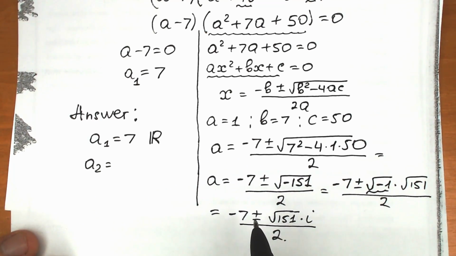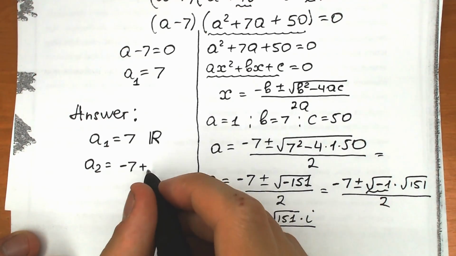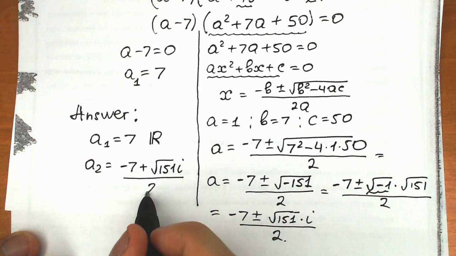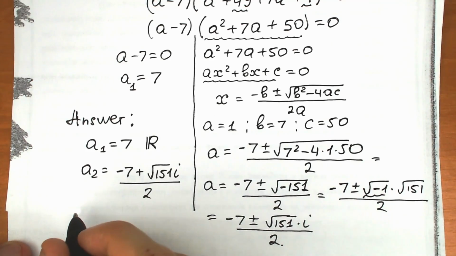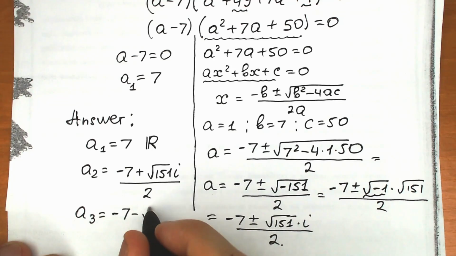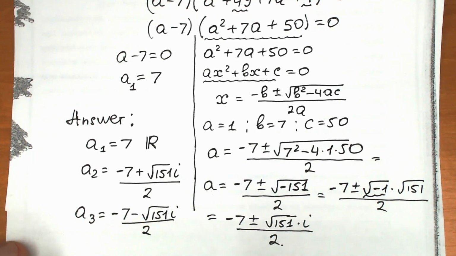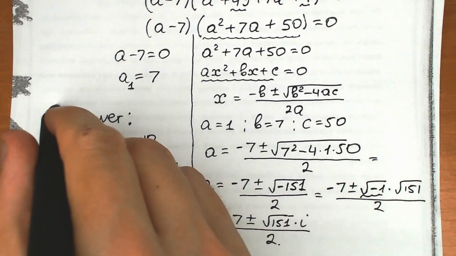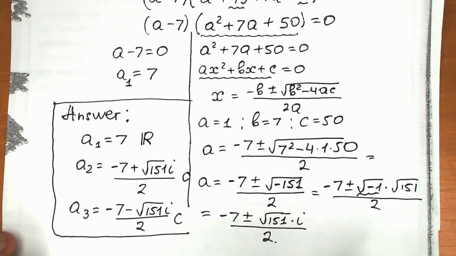Let's work with this plus sign. So we have minus 7 plus square root of 151i, all over 2. This is our second root. And absolutely the same, but with the minus sign, we have the third root. So a third equal to minus 7 minus square root of 151i, and all over 2. This is our solution to our challenge. These are our complex roots, and this is our general answer. As you can see, we found all roots to our challenge.